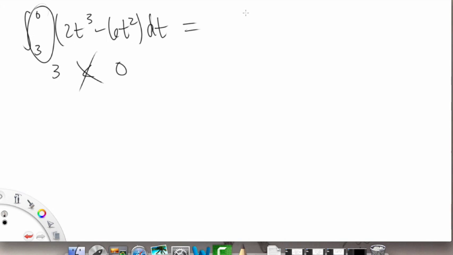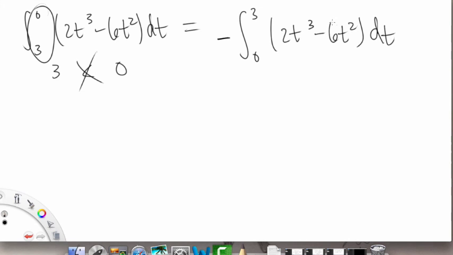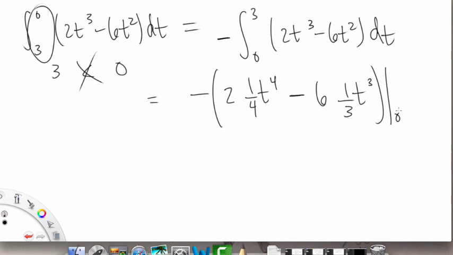Remember, if we flip the limits, so we say 0 to 3, we have to stick a negative sign in front. Now let's continue solving the problem and see what happens. This is equal to the negative of, and let's integrate all in one go: a 2 times t to the 4th over 4, and then minus 6 stays in front, with t cubed over 3. We're just going to integrate from 0 to 3 now, with this negative sign in front.